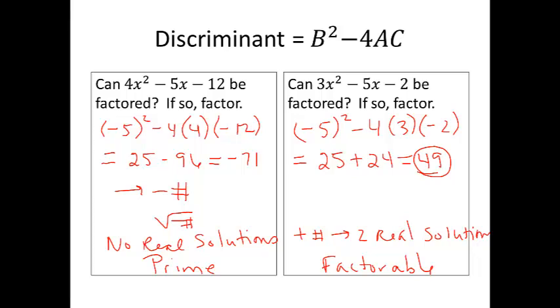And if I come back up to this and I factor, there's a variety of ways that you could use, the guess and check method or grouping. You'll find that the factors are 3x plus 1 times x minus 2.